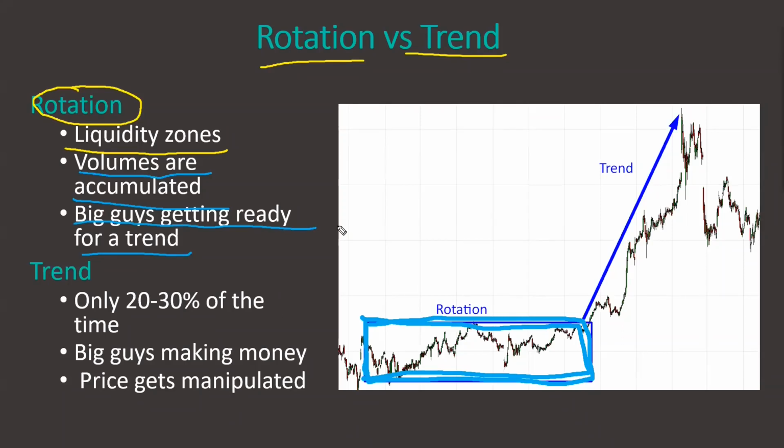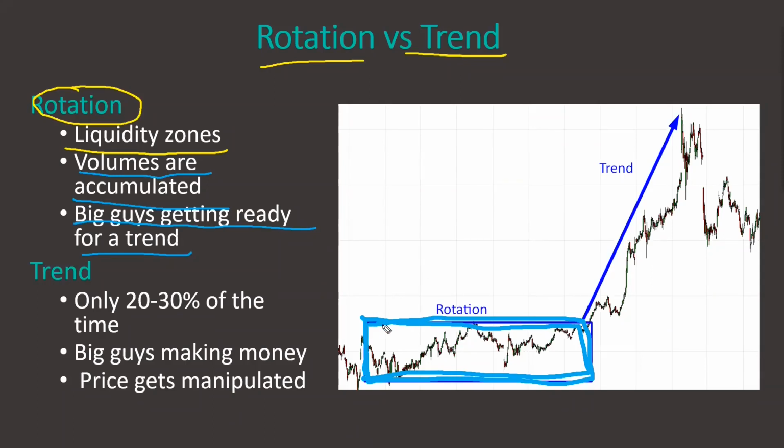And rotation is quite common. If you look at charts, very roughly, I would say that markets are in a rotation roughly 70% of the time. Depends on the market, but generally speaking, 70%.